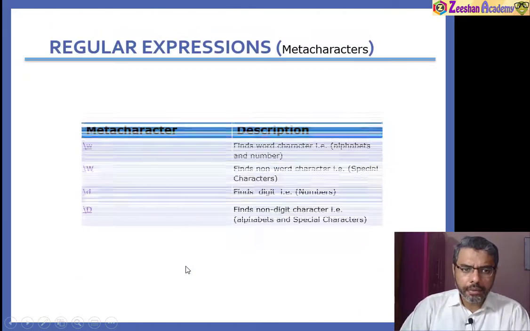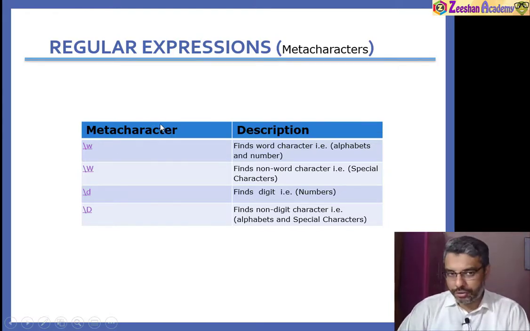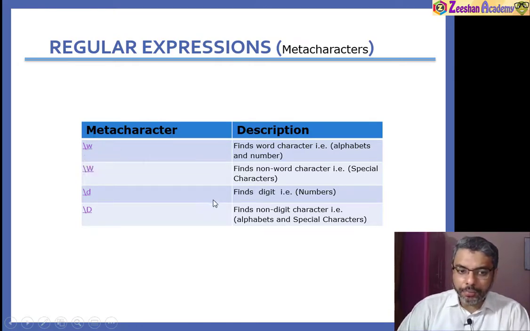Let's use them. We have something called metacharacters as well. Metacharacters are basically special characters that allow us to perform certain tasks within our regular expressions. For example, \w finds word characters, i.e. alphabets and numbers. The \w is used to find word characters, alphabets and numbers.